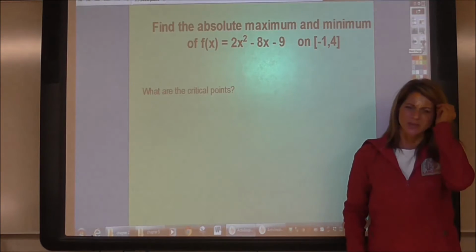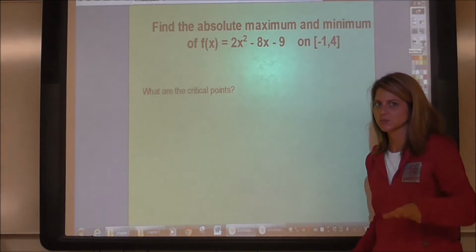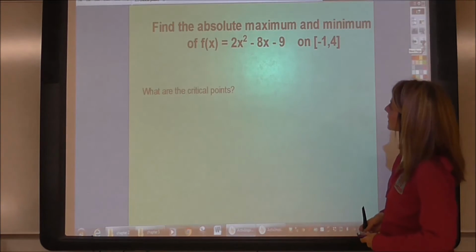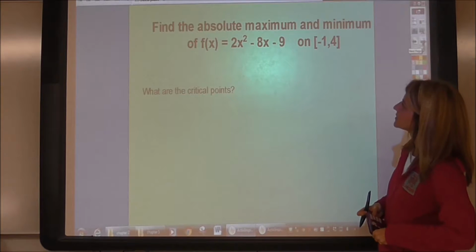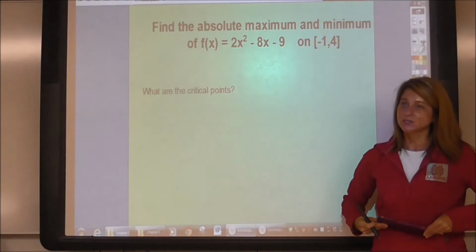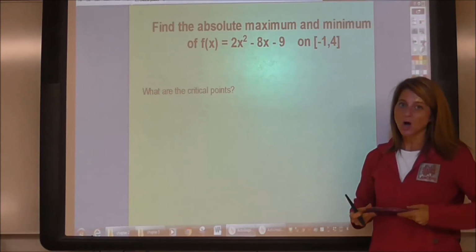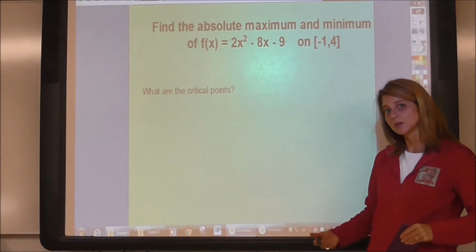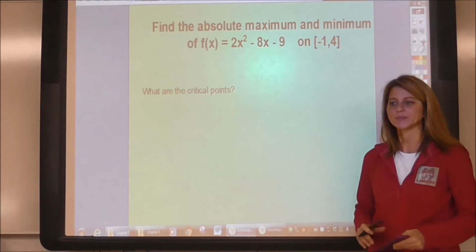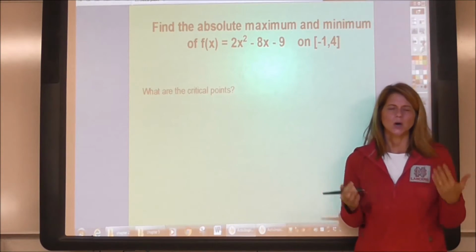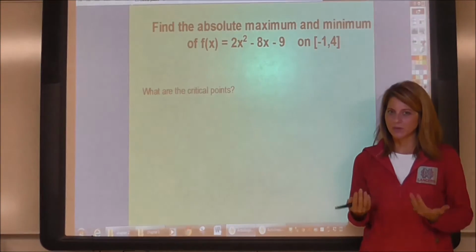Okay, so this is pretty much all we're doing here except one slight twist at the end. Hopefully you're just starting to see how this goes. Find the absolute maximum and the minimum of this function, 2x squared minus 8x minus 9, on the interval from -1 to +4. Okay, so just take a second in your head and think, where do I find these extreme values?